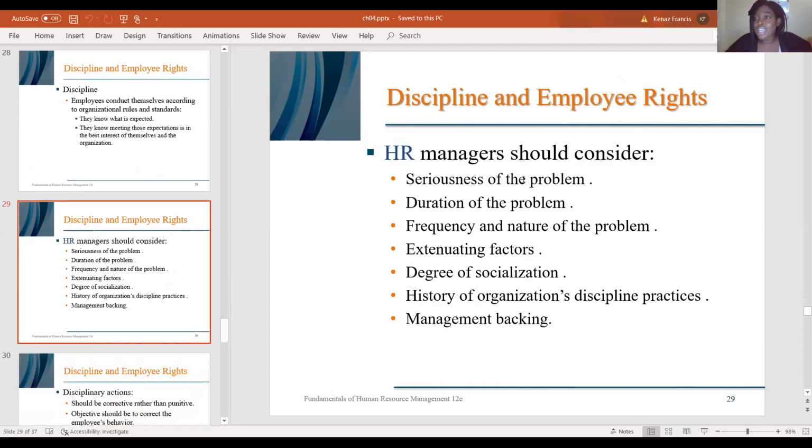As HR managers, as future managers, as future leaders, you should consider the seriousness of the problem, the duration of the problem, right? How long has this been going on, how often, and what is the nature? Are there extenuating factors to consider? The degree of socialization, the history of the organization, discipline practices, and management backing. When you're disciplining an employee, all of these have to be taken into consideration.